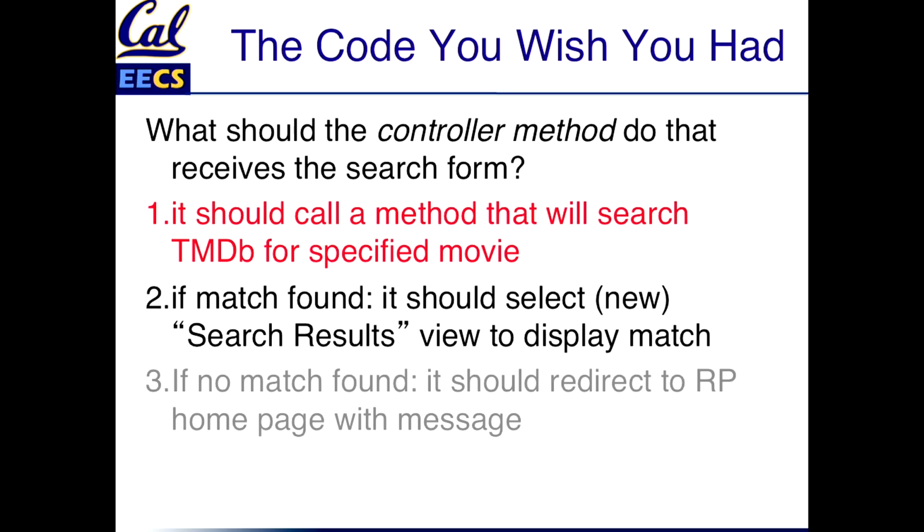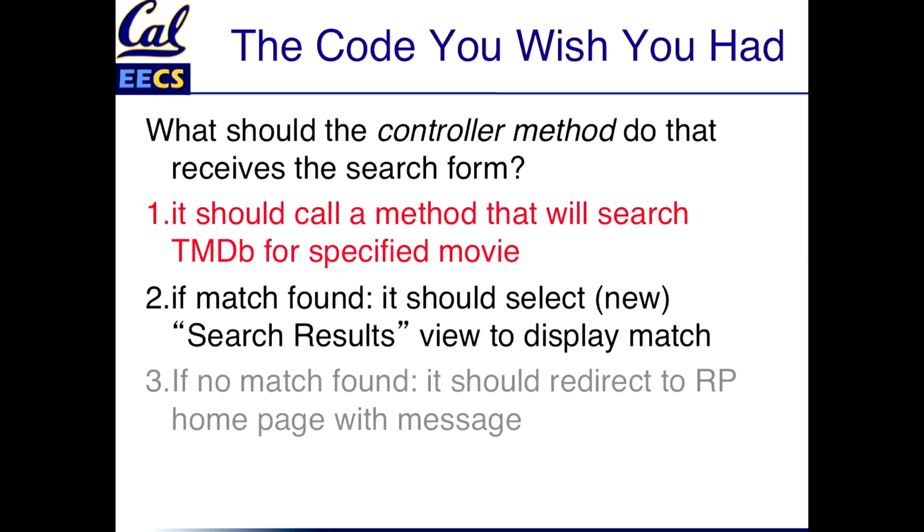And so the powerful tool that we're going to use here is the code you wish you had. Or maybe it's the code we wish we had. But we already said, what should the controller method do that receives the search form? Well, our own answer to that question was, it should call a method that will search TMDB for the specified movie. Now, we have no clue of what that method is going to look like. In fact, all we really know about that method, based on the last self-check question, is that it is actually going to live in the model.